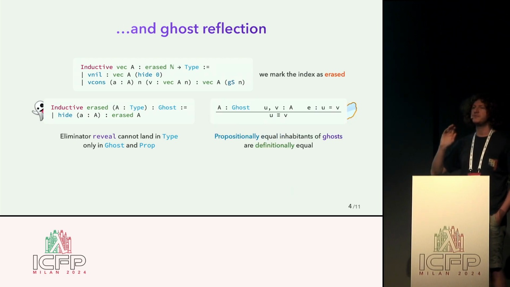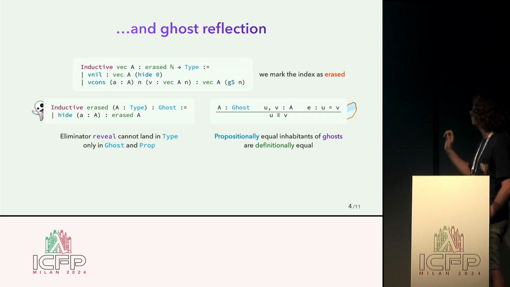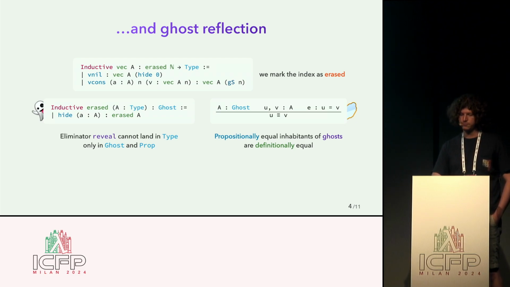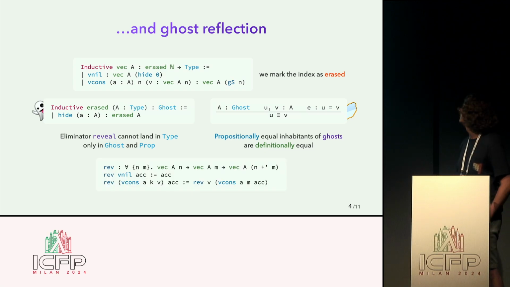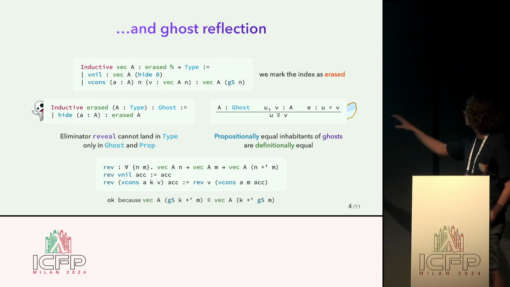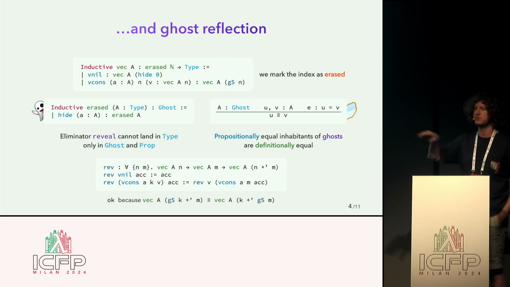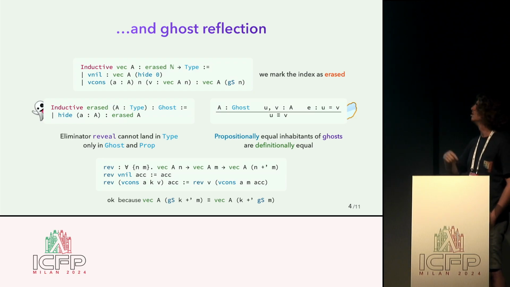And to make the rev example work, I'm also adding some things that you also have in F star, which is equality reflection, but this time restricted to ghost values. So if I have two propositionally equal ghost values, then I consider them to be definitionally equal. So if you assume this, then you can just write the rev example from before, and it should type check, because now the index part of vectors is just up to propositional equality. So if, for instance, you have an SMT solver like in F star, it's just something that's easy for it.